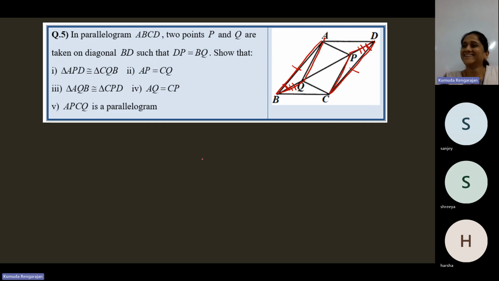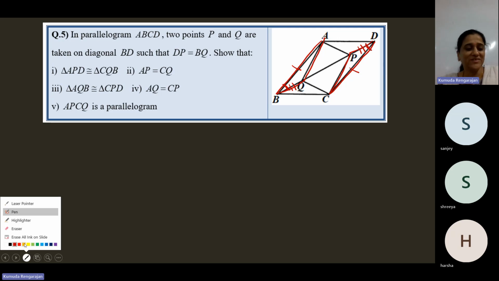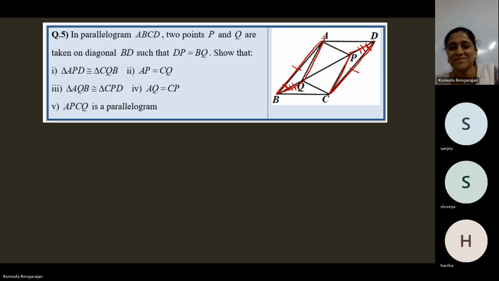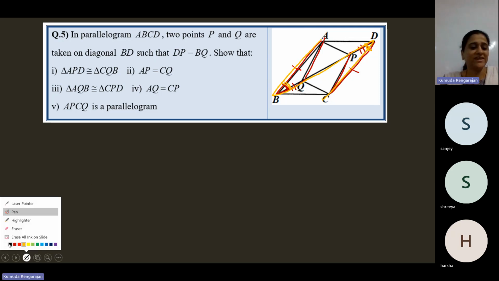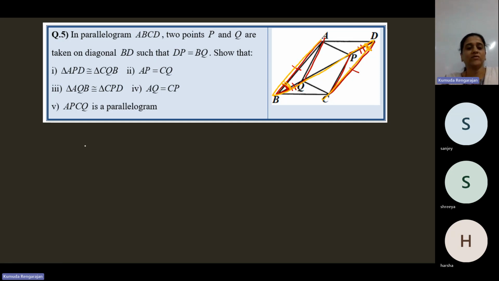Why? Alternate interior angles are equal. Parallel line, transversal, parallel line. See, this angle is equal to this angle. Alternate interior angles are equal. Right? So what's the rule? SAS. The two triangles are congruent. So CPCT, you have AQ is equal to CP.